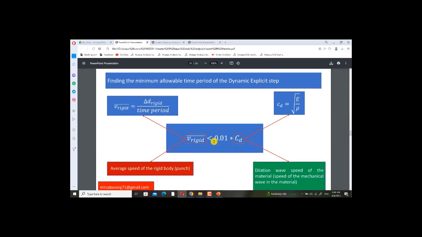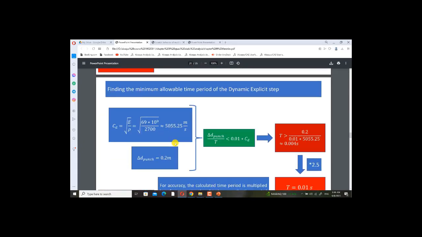For example, here I have calculated them for that example, the aluminum plate. CD is equal to this value and the displacement of the punch is 0.2 meter. So the displacement of the punch divided by T must be less than 1% of CD. So the time period of the step must be greater than 0.004 seconds. So the minimum allowable time period is 0.004 seconds or 4 milliseconds.